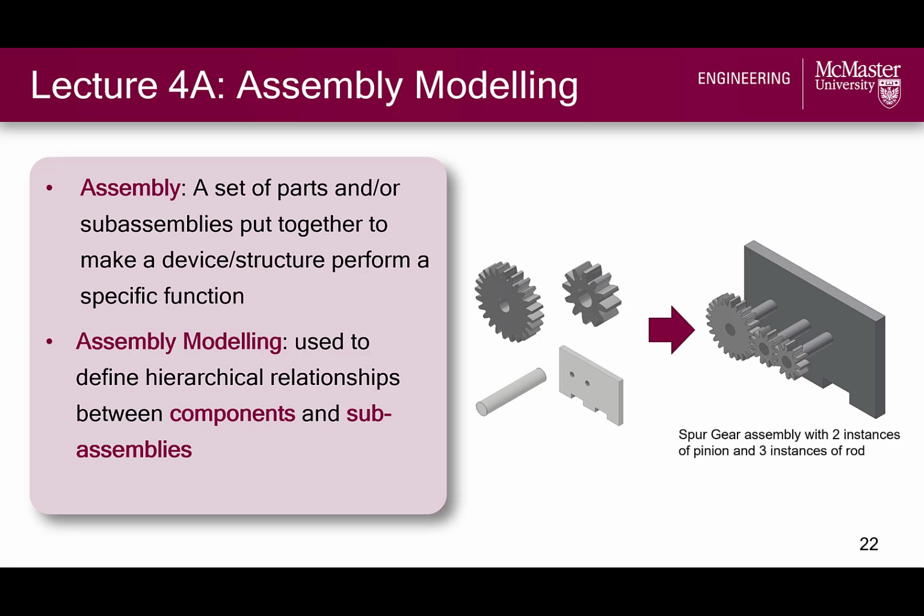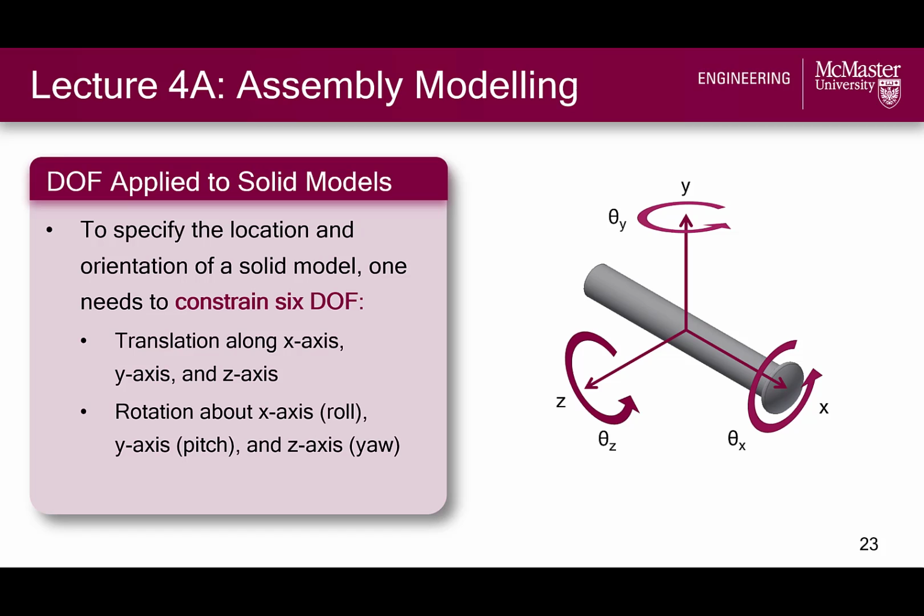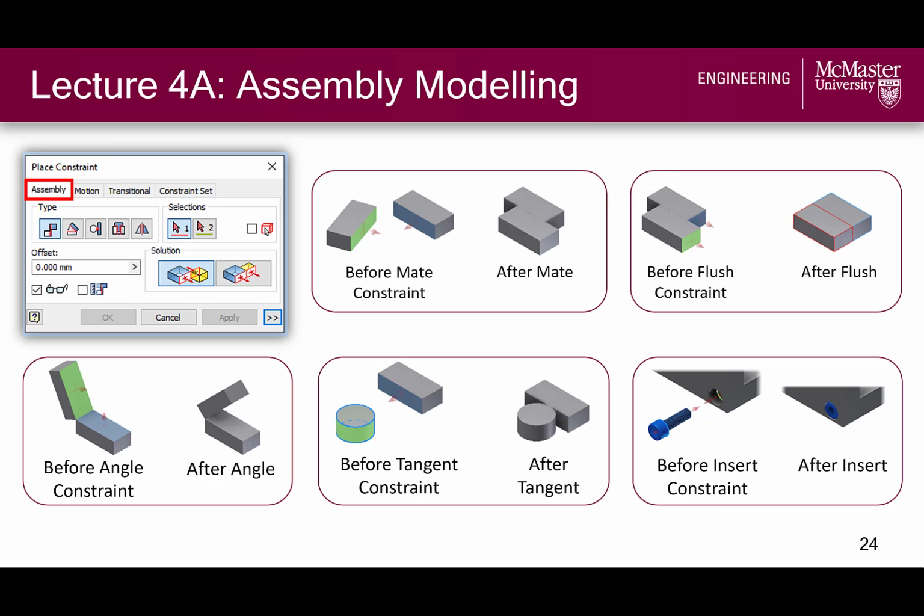Similar to how we learned about sketch degrees of freedom in part modeling, we talked about 3D part degrees of freedom, noting that each component instance placed into an assembly has 3 rotation and 3 translation degrees of freedom to begin with. In assembly modeling, our goal is to constrain these degrees of freedom, starting by grounding a base component instance and then defining geometric relationships of other instances relative to that. The assembly constraint options that we have in Inventor are shown on this slide.